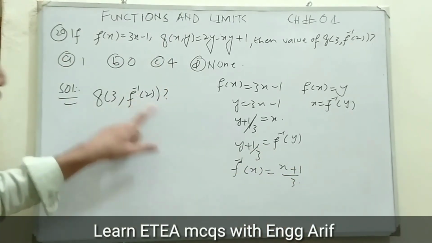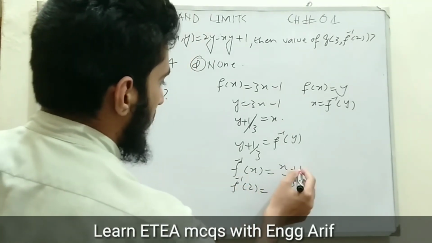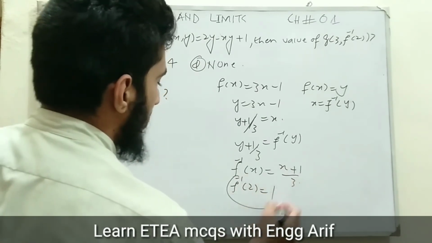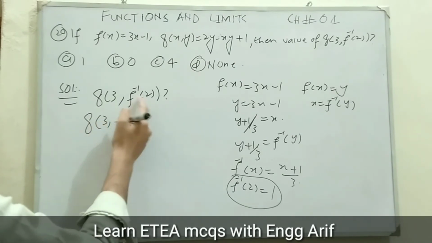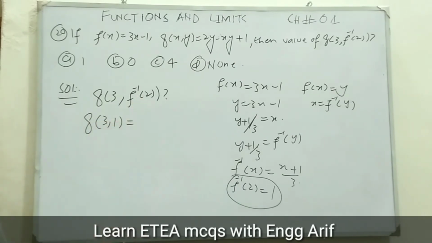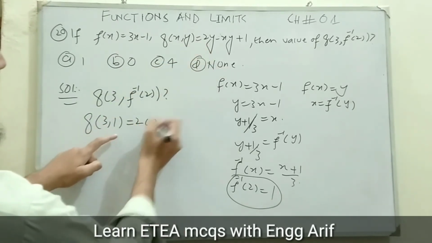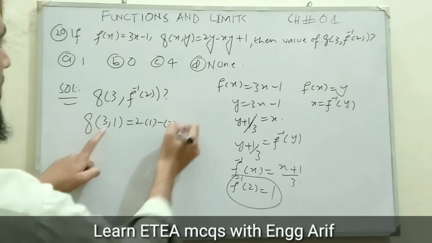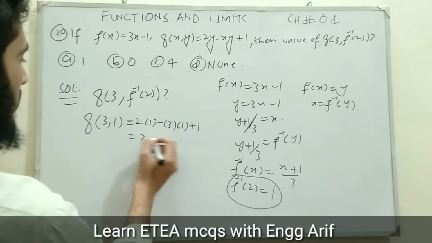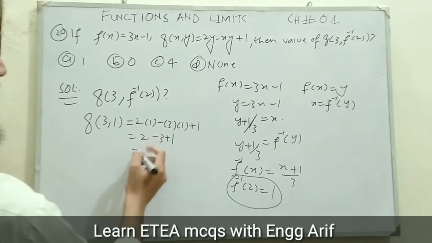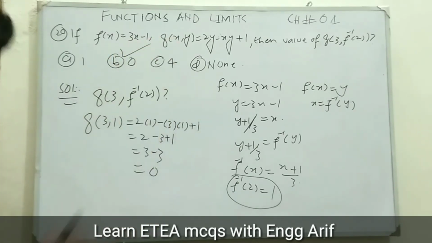Now here f inverse 2. So put 2 in the place of x, so it becomes f inverse of 2 is equal to 2 plus 1. It gives us 3, and 3 by 3 gives us 1. So f inverse of 2 is equal to 1. Now here it will become g of 3, where f inverse 2 is 1. So here it is 3, 1. Here we have g of x, y is equal to 2y. So 2 times y, which is 1, and minus x times y, where x is 3 and y is 1, and after this we have plus 1. So it becomes 2 minus 3 plus 1. It will give us 3 minus 3, and it will give us answer 0. So the correct option is option number B.